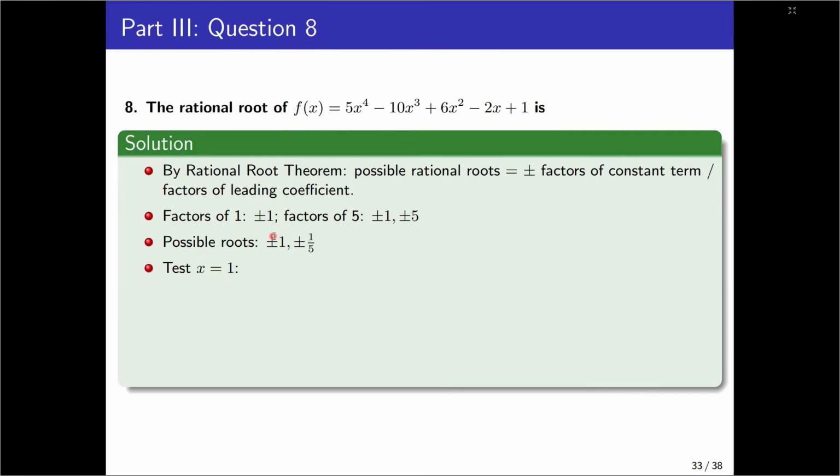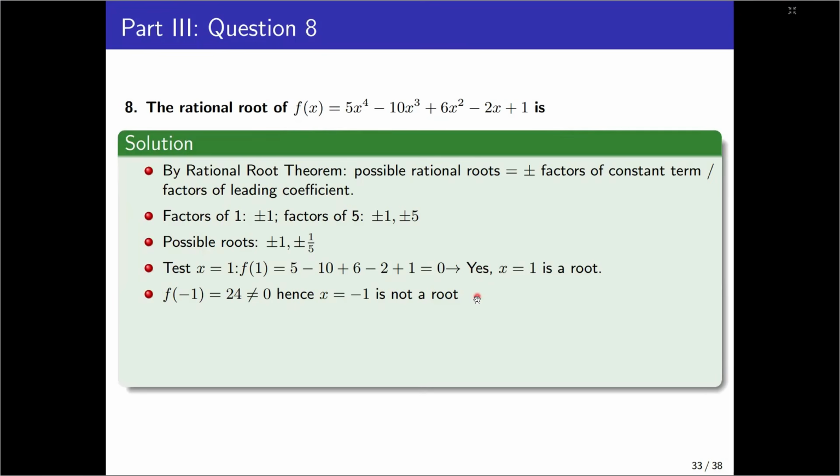Then, in order to test, for example, 1, which is obtained by taking 1 from the first and 1 from the factors of 5, or minus 1 and minus 1. We have f of 1 is equal to 0. So since f of 1 is equal to 0, one of the rational roots of this function is 1. Similarly for the other, f of minus 1 is positive 24, which is different from 0, so x equal to minus 1 is not a rational root of this polynomial function.